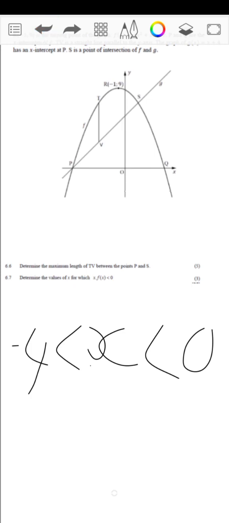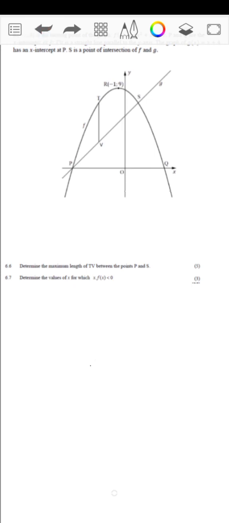Now they're saying 3 marks, so obviously there's more than one solution. After writing the first one, x is in between -4 and 0, you're going to write or. Let's look for the second one. Remember, x must be either positive and f of x negative, or x negative and f of x positive. So let's move to the other side of the graph.